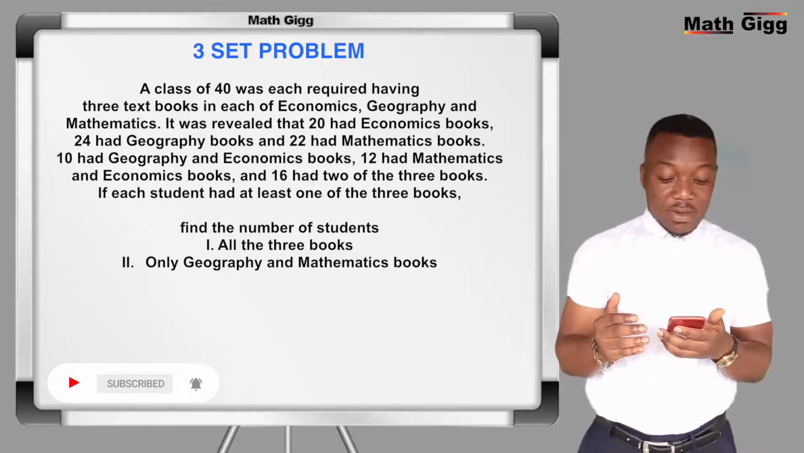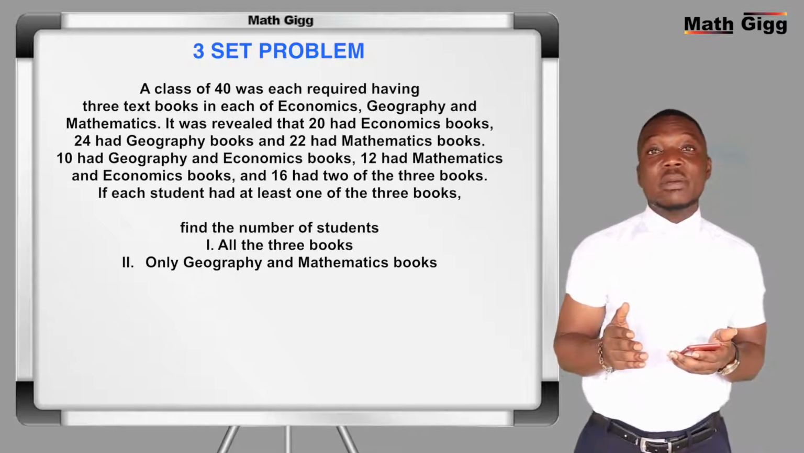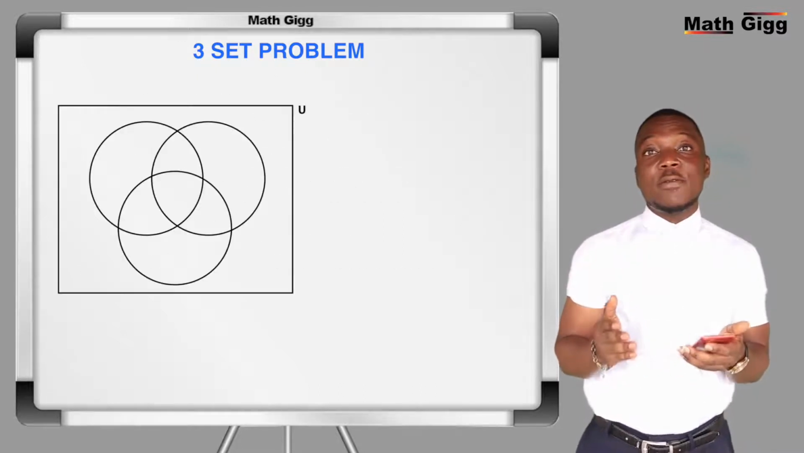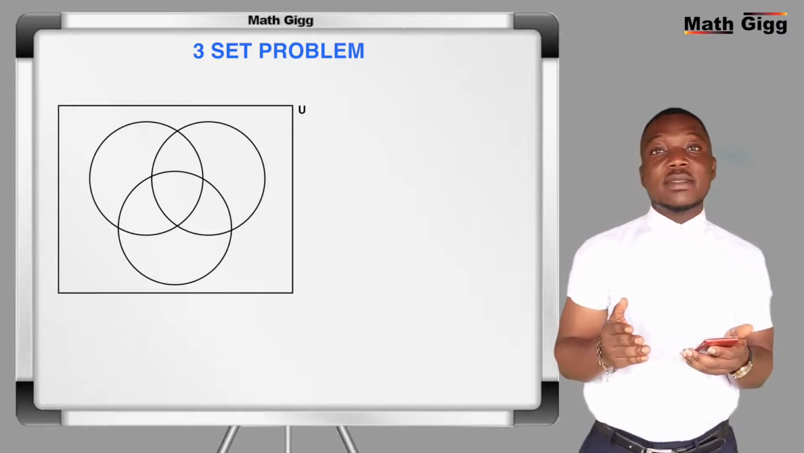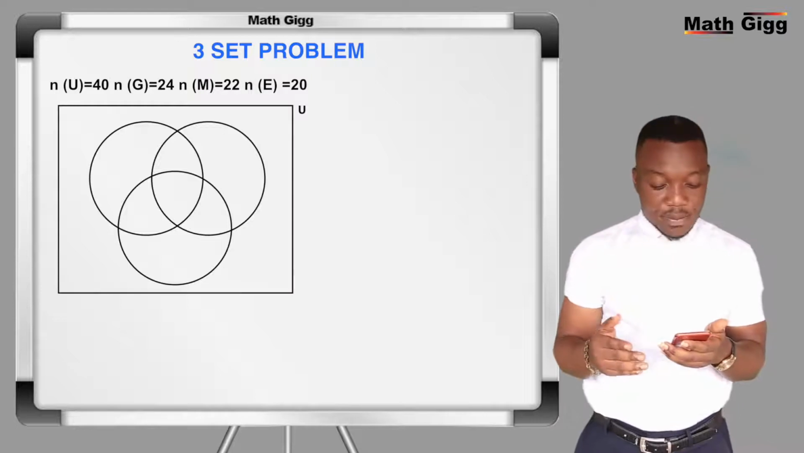Now the first thing we like to write is the entire class. What are we really talking about? We are talking about students. How many are they? They are 40. So the first thing we want to write is number of students, or n of U, which is the universal set, would be equal to 40.